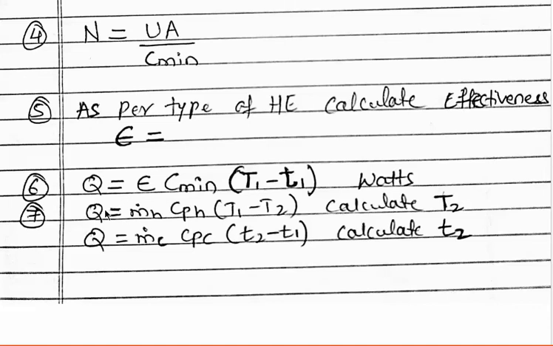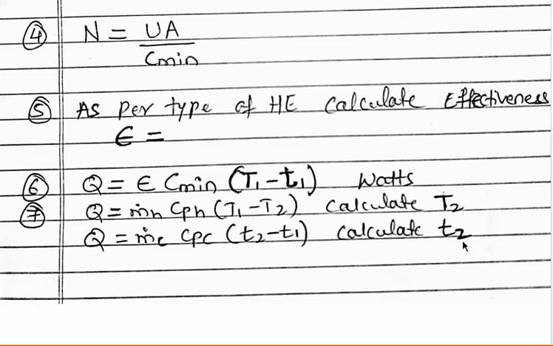So for the hot fluid, q is equal to m dot h cph into bracket T1 minus T2. T2 will be the only unknown, so it can be calculated. So calculate T2, the exit temperature of the hot fluid. Later on, for the same q value, equate q is equal to m dot c cpc into bracket t2 minus t1. This is for the cold fluid. From this equation calculate small t2, the exit temperature of the cold fluid.